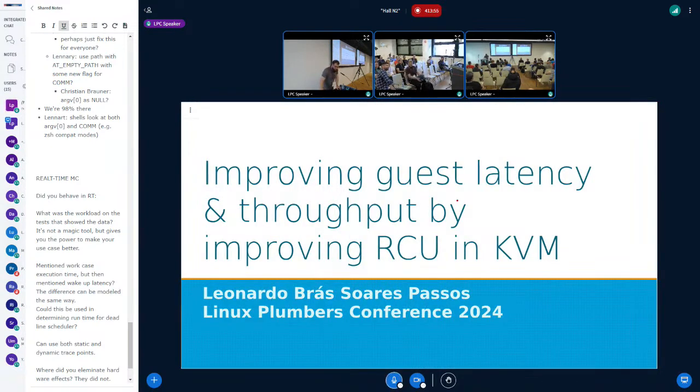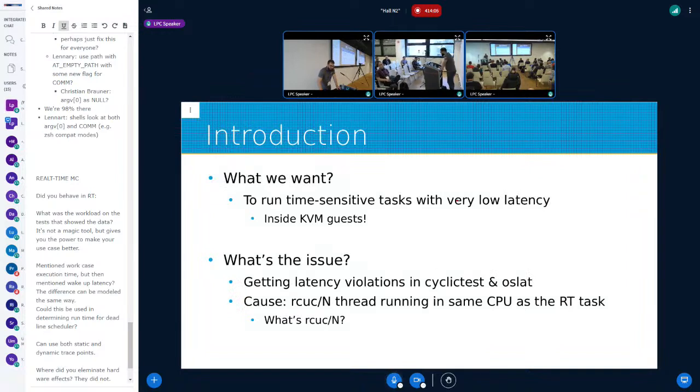Well, this next topic is improving guest latency and throughput by improving the interaction of RCU in KVM. In this case, what we want is to run time-sensitive tasks with very low latency inside KVM guests. The issue that we were perceiving is that we were having latency violations in cyclictest and OSLAT that were caused by RCU-C threads running in the same CPU as the RT tasks.